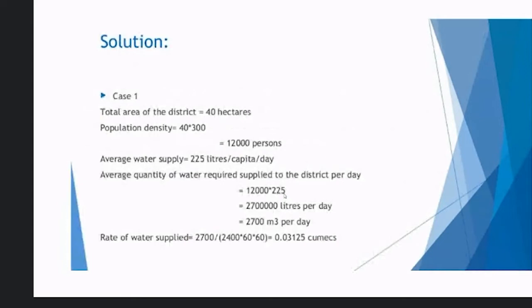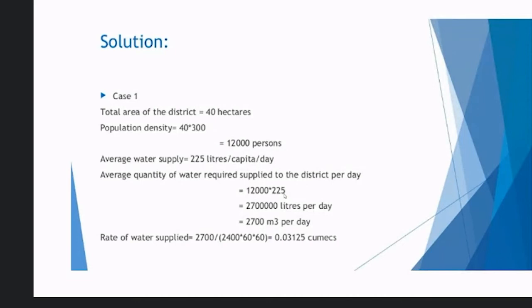The average quantity of water supplied to the district per day is multiplied natin siya sa population density multiplied by average water supply, which is equals to 2,700 cubic meter per day. And the rate of water supplied is 2,700 over 2,400 multiplied by 60 multiplied by 60 is equals to 0.03125 cubics.